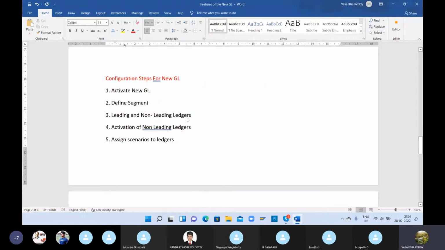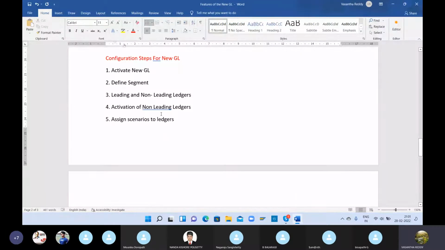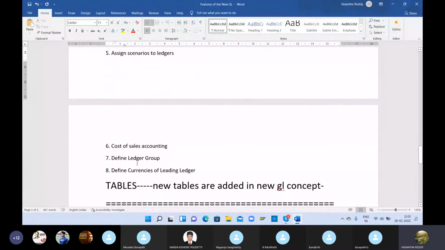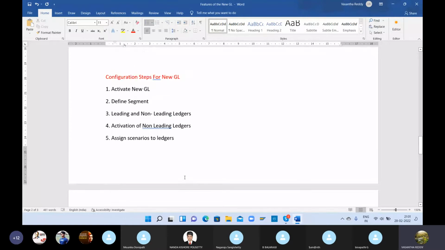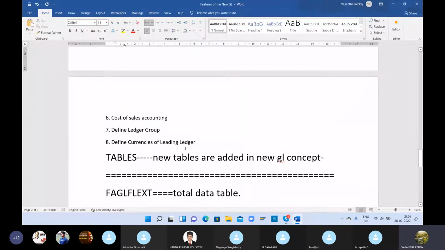In the new GL concept, moreover, there are eight configuration steps: activate new GL, define segments, leading and non-leading ledgers, activation of non-leading ledgers, assign scenarios to ledgers, cost of sales accounting, define ledger group, define currencies of leading ledger. In these configuration steps, the most important are the segments, the leading and non-leading ledgers, and define currencies of leading ledgers. These are the most important configuration steps in the new GL process.